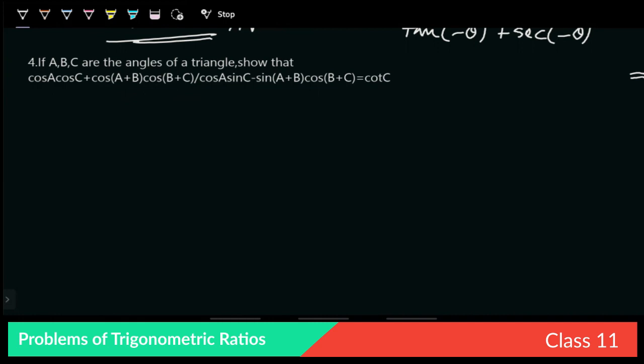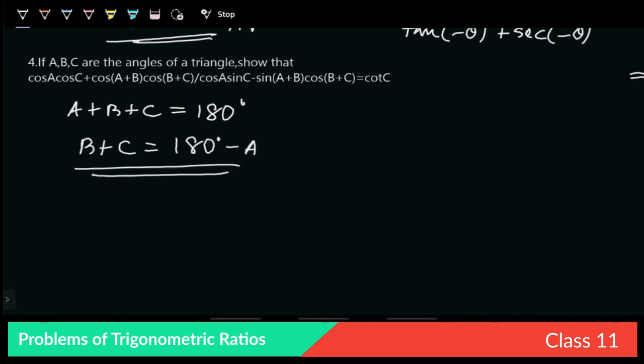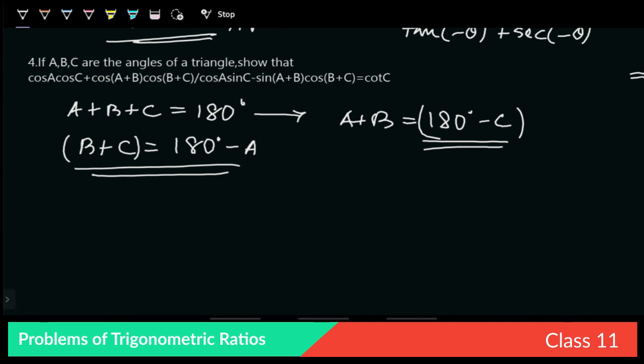So I can say that since A, B, C are the angles, A plus B plus C equals 180, because the sum of the three angles of a triangle is 180 degrees. We know that. So from this we can write that B plus C equals 180 degrees minus A. Another, A plus B equals 180 degrees minus C. Another we can write, that is A plus C equals 180 minus B.